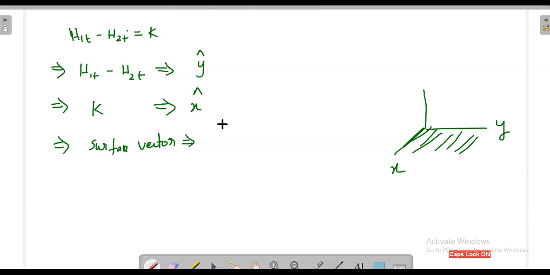Surface vector is a vector that is perpendicular to the surface. Z. Okay, surface vector is a vector that is perpendicular to the surface. It has to be either z cap or minus z cap. So the surface vector is z cap. For simplicity, I put z cap.